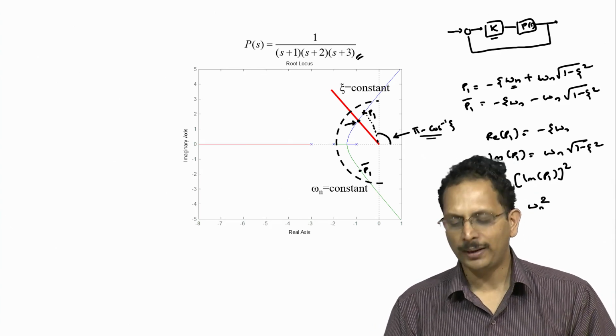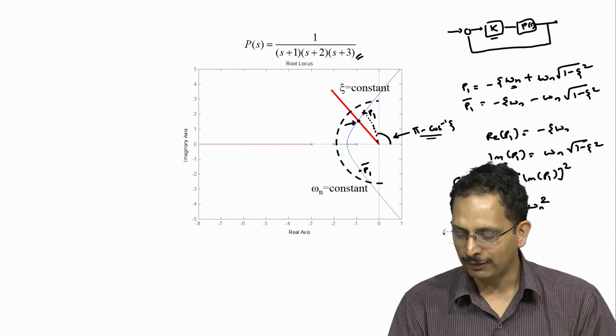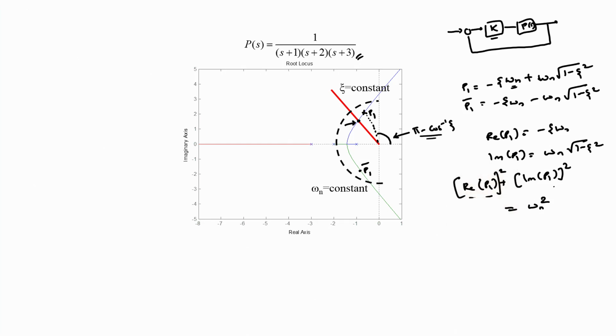Therefore, if I specify omega n, it will move along the curve given by real part of P squared plus imaginary part of P squared is equal to omega n squared. Real part of P essentially represents the x coordinate. So, this is going to be x squared plus y squared is equal to omega n squared, and this equation essentially describes a circle of radius equal to omega n.